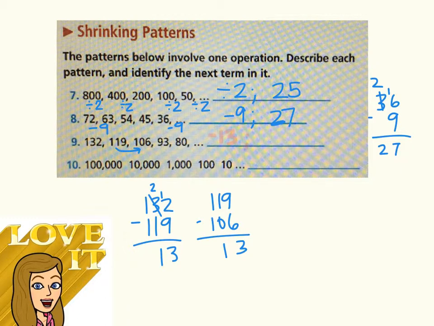So then the next term I would find by doing 80 minus 13. Have to borrow, 10 minus 3 is 7, 7 minus 1 is 6. So 67 is the next term.